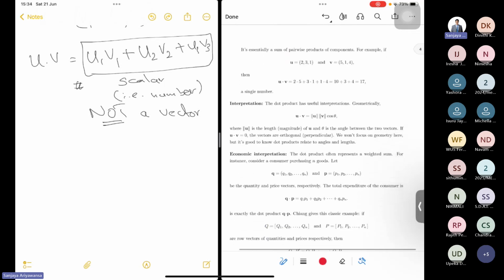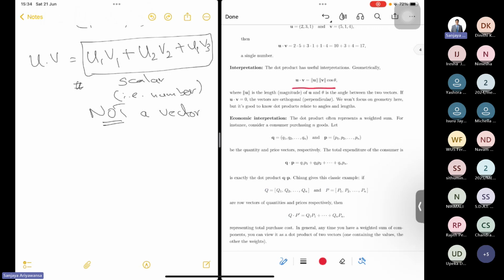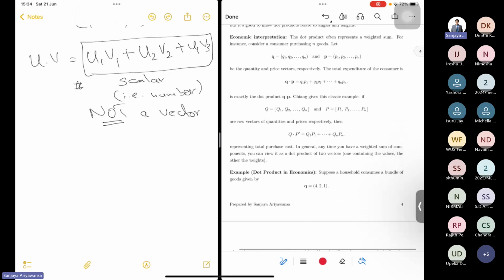Okay, so that's a dot product. Let's skip over this particular interpretation. I don't think that's important. The interpretation over here is a more mathematical interpretation, which I don't think is important for all of you. But the economic interpretation is important. So what are we saying here in terms of the economic interpretation? The dot product often represents a weighted sum.